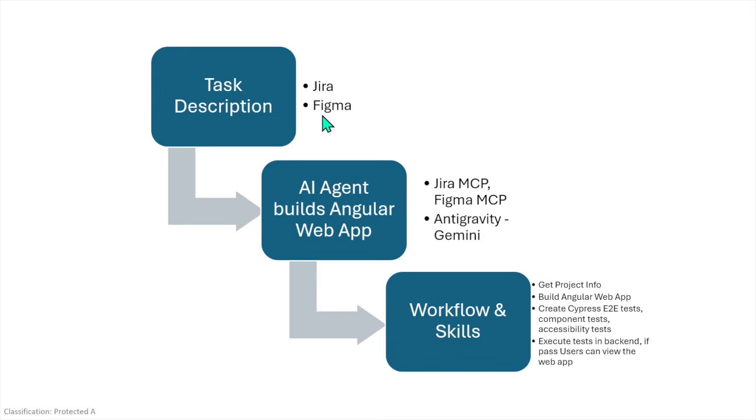The Figma design provides the user interface layout, component structure, styling requirements, user interaction patterns, and responsive design expectations. By combining the Jira requirements with the Figma design, using Jira MCP and Figma MCP, the AI engine gains a comprehensive understanding of what needs to be built.